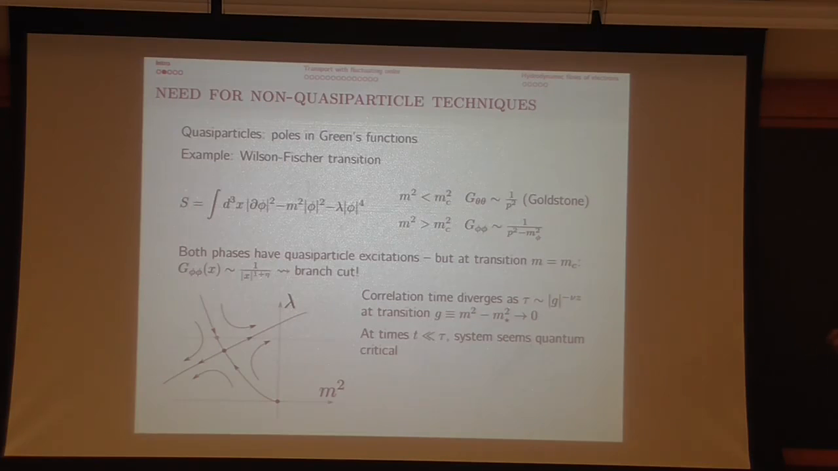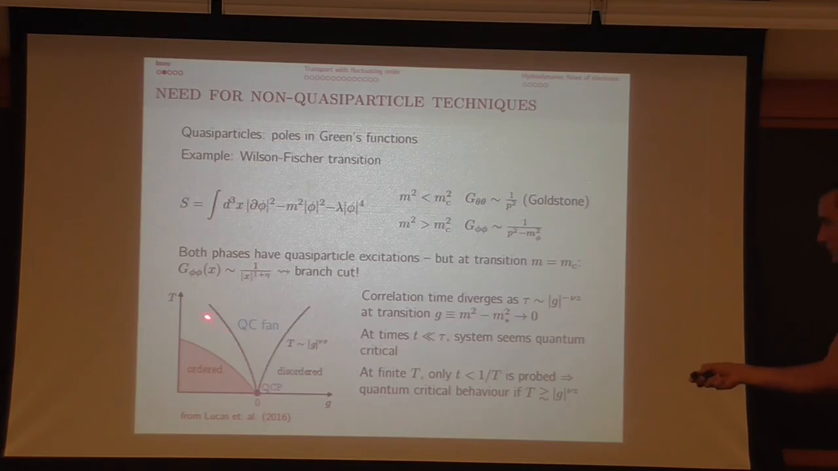Okay, and the important point is that now if I imagine putting my quantum field theory at finite temperature, the longest timescales you can probe are of order 1 over the temperature. So if I plug this in here, the system will seem quantum critical as long as the distance to the critical point is smaller than the temperature in some units. So as the temperature increases, there's a larger and larger region that's controlled by the quantum critical theory. This is what's called the quantum critical fan.